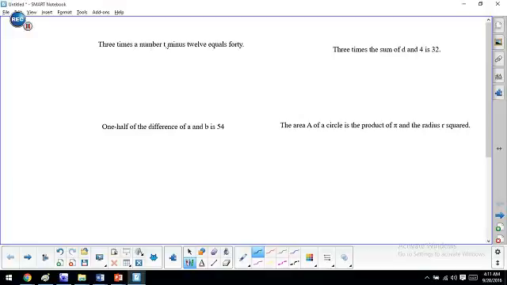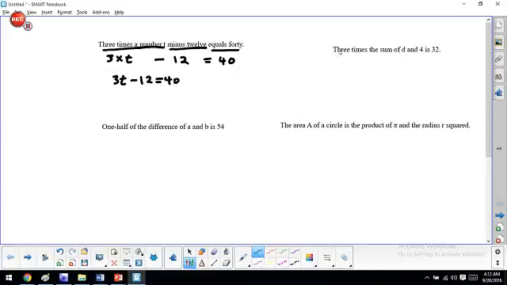We have 3 times a number t minus 12 equals 40. So we know it's going to be 3 times a number, so we could say 3 times t, minus 12, equals 40. To write this out in simplest form, it will be 3t minus 12 equals 40. If you got that, good job.